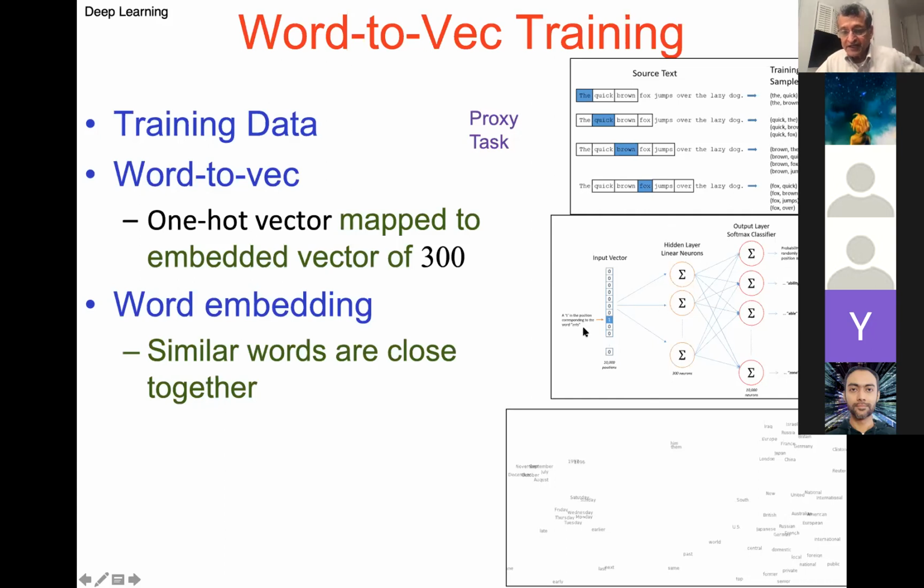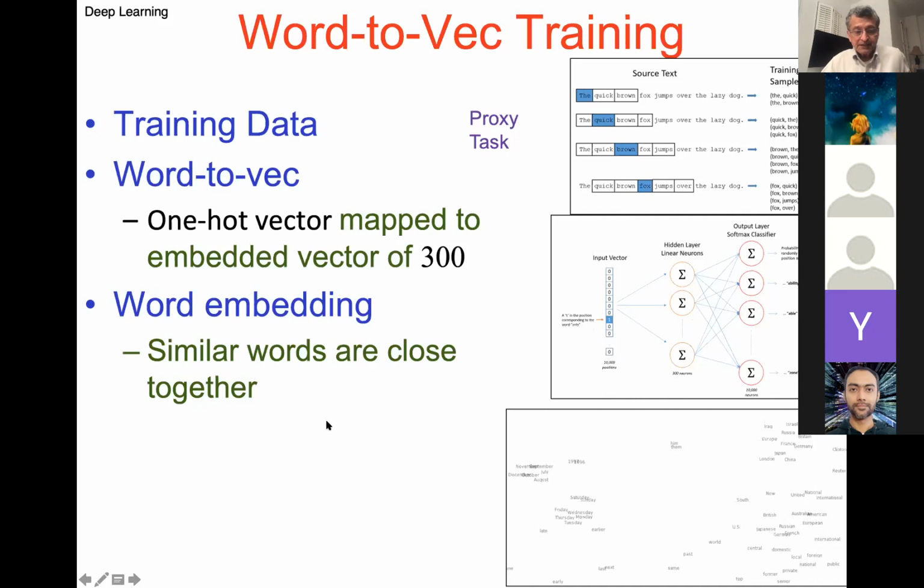We'd say, well, if you're feeding in here, let's say "the," and we would have all the words here. This is a 10,000 word vocabulary. We would have everything set to 0 except 1, the one that corresponds to that training pair. "The quick" is one training pair, "the brown" would be another, and so on. So for this input, that should be the output. And we do SGD, stochastic gradient descent, and we learn the embedding. So word2vec is a one hot vector mapped to an embedded vector of 300.